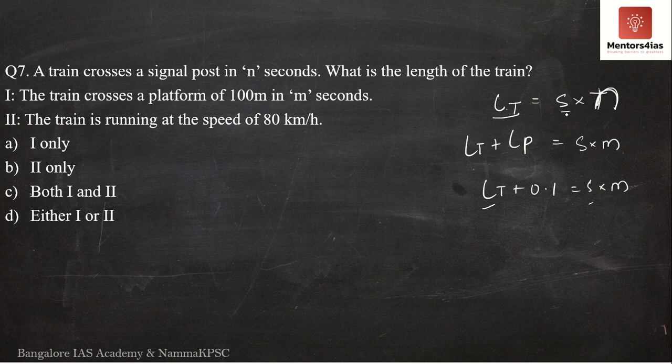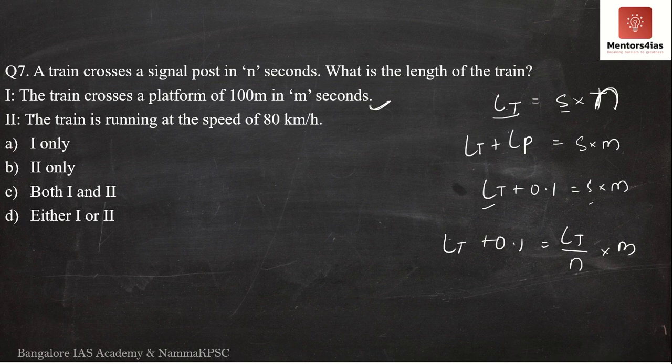However, can I substitute S as length of the train divided by the time taken n over here? Yes. So can I say length of the train plus 0.1 is equal to speed is what? Nothing but length of the train divided by n into m. Therefore, can I determine the length of the train now? Of course, I can determine length of the train. Therefore, from the first statement, it is possible for me to determine the length of the train. Let me try the second statement over here.